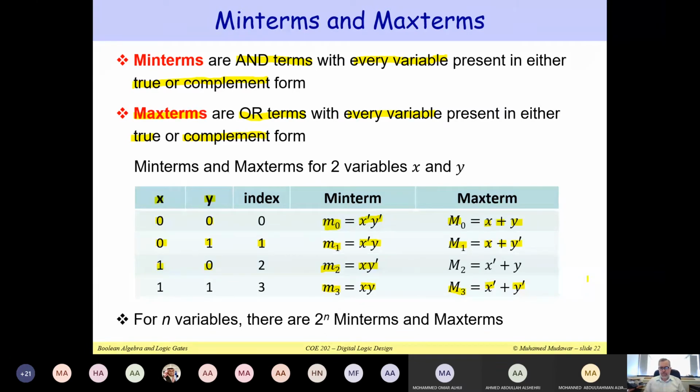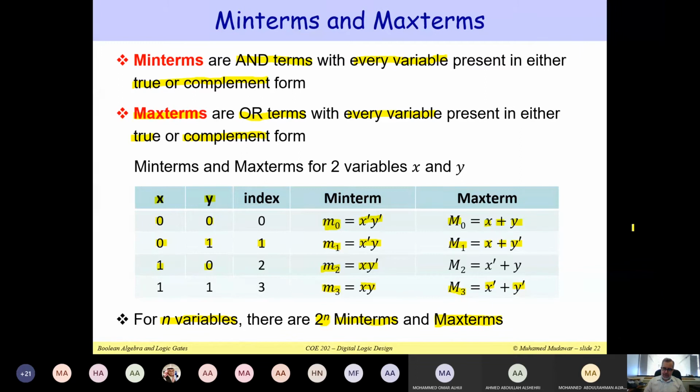Now, this is a function of 2 variables. So there are only 2 variables x, y. If we had 3 variables x, y, z, then we have 8 minterms and we can have 8 max terms. So in general, if you have a function of n variables, there will be 2 to the power n entries in the truth table, and therefore you can have 2 to the power n minterms, and you can also have 2 to the power n max terms. Okay, so this is the definition of minterms and max terms.